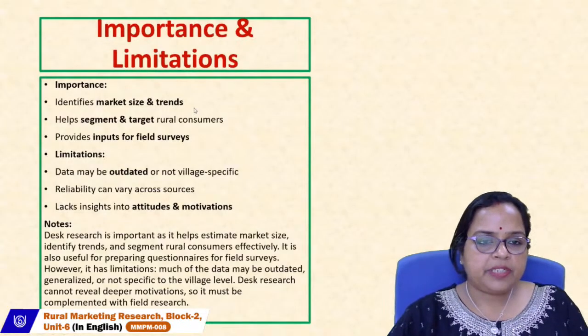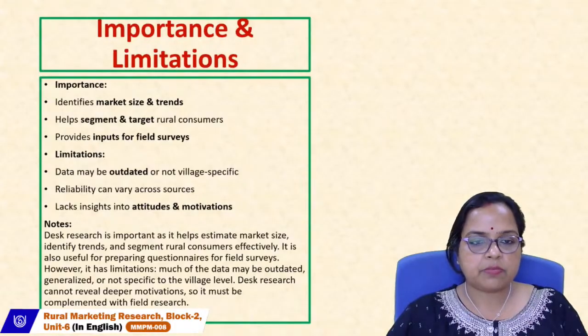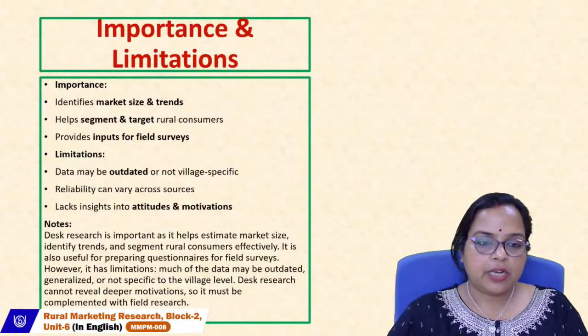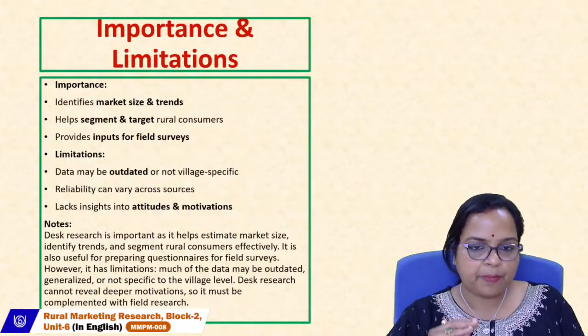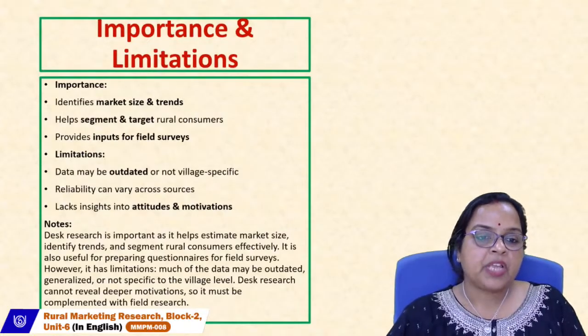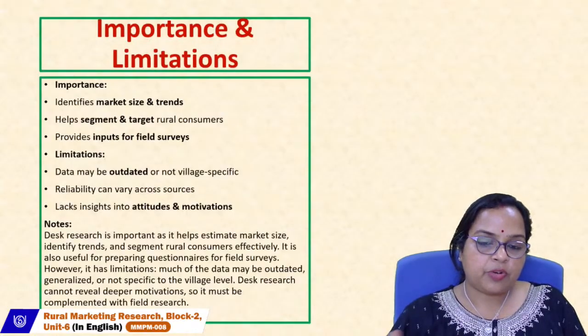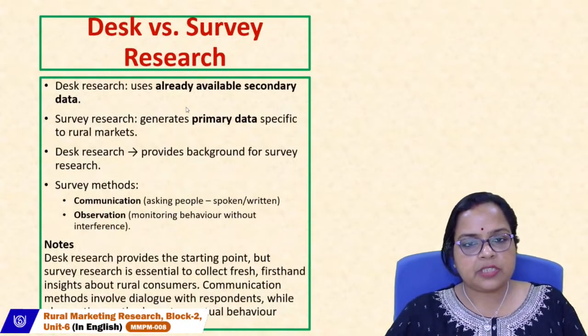What is the importance and limitation of this type of desk research? Desk research identifies market size and trends. It helps in segmenting and targeting rural consumers, and provides inputs for future field surveys. But there are many limitations, like data may be outdated because it was published long back, or you are taking the help of data that is not valid on the day you are requiring it. Reliability can vary across the sources, and it lacks insight into attitude and motivation of the consumers. These are the limitations.